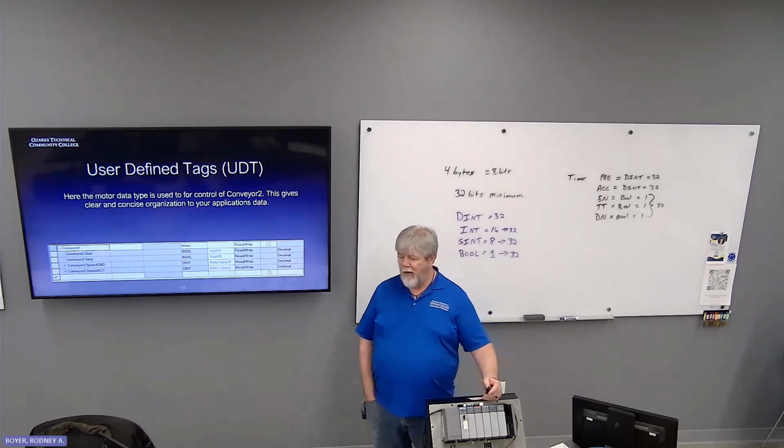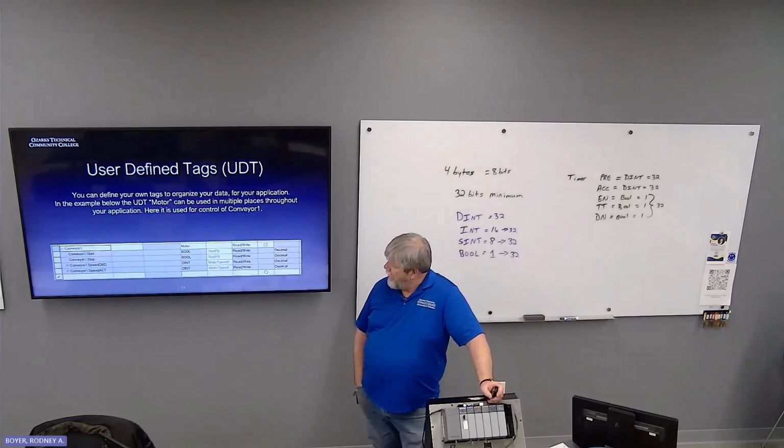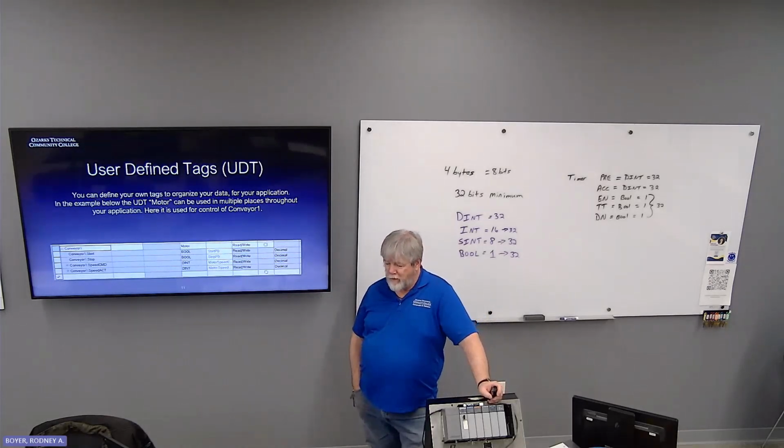That's motor data for conveyor number 2. So you notice there, we created a tag just called conveyor 1, gave it a data type of motor, and it created everything below that for start, stop, and so on. The period there is the delimiter.